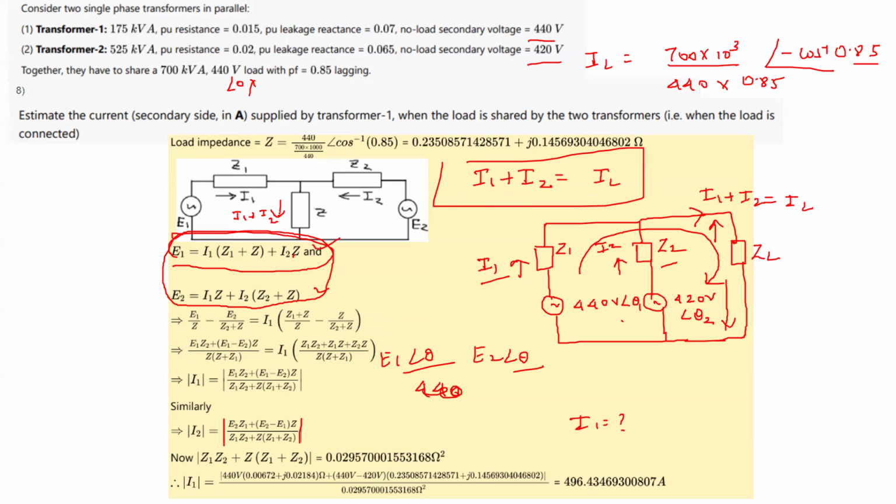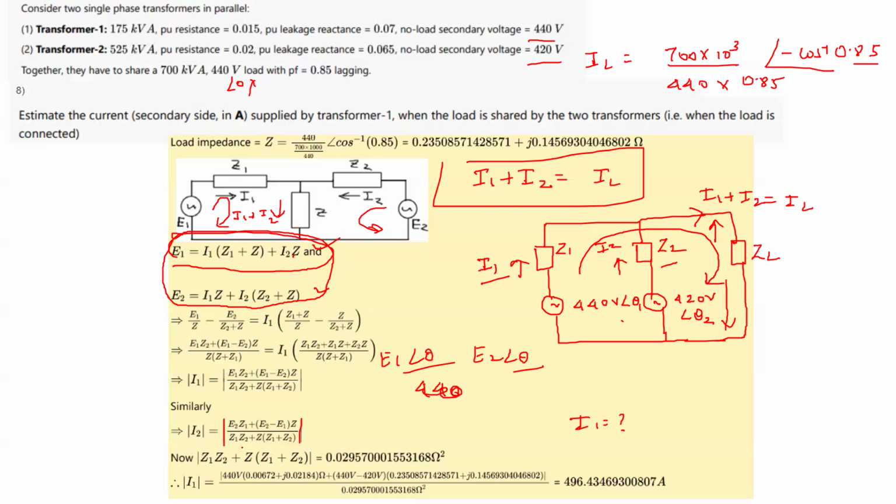But see, they have already utilized the KCL here only. So they have actually used all three equations. They are writing one KVL loop here, and while taking the current through Z, they have taken it as I1 plus I2. So you have to solve it in this way only. You have to write the KVL loops only. So if you write the KVL loops, you can solve for I1 and I2.